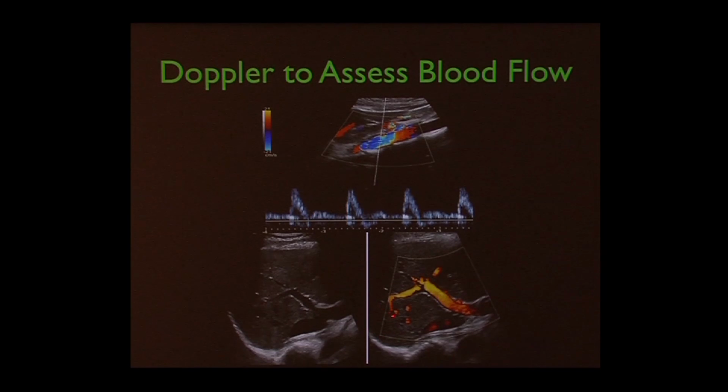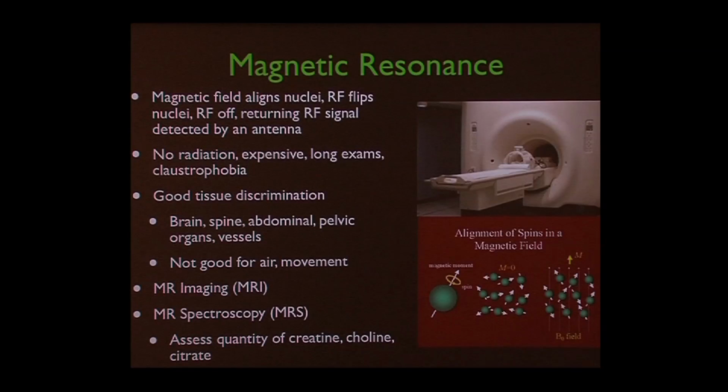Here's just Doppler imaging, looking at vessels, color coding it for the speed of the blood vessels, et cetera. Looking for narrowing, looking for abnormal vessels.